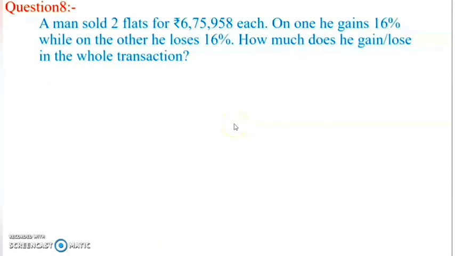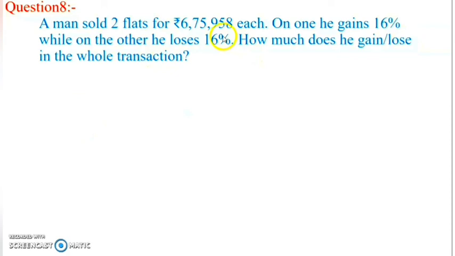Now coming to the last question of the session. Let me read the last question. It says: a man sold 2 flats for rupees 6,75,958 each. On one he gains 16%, while on the other he loses 16%. How much does he gain or lose in the whole transaction?